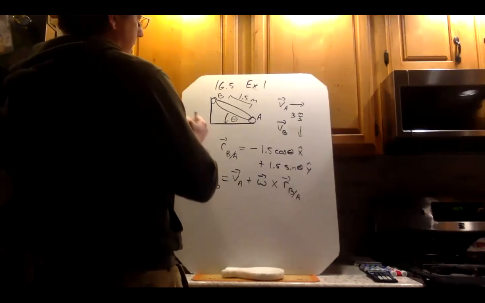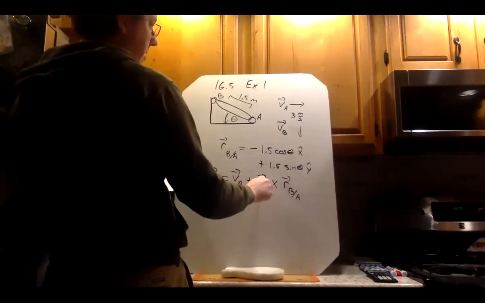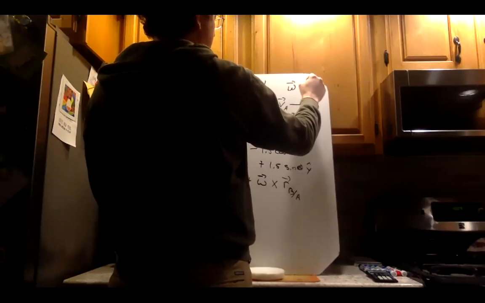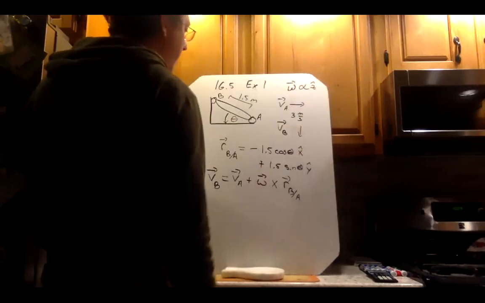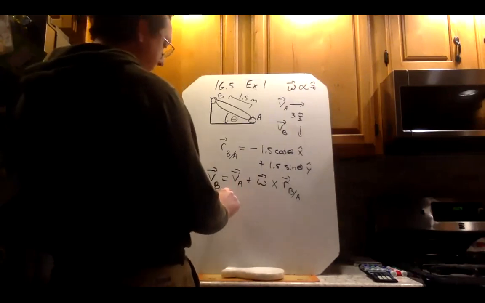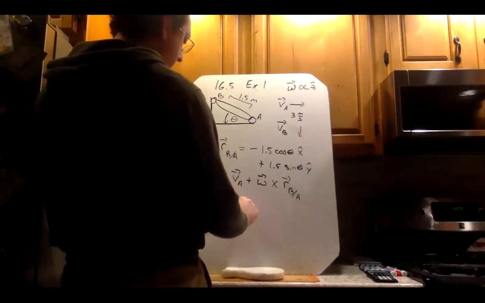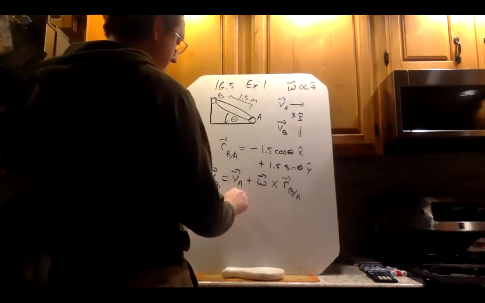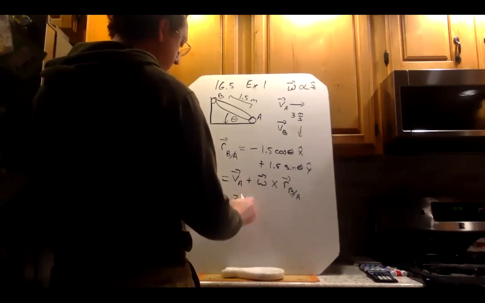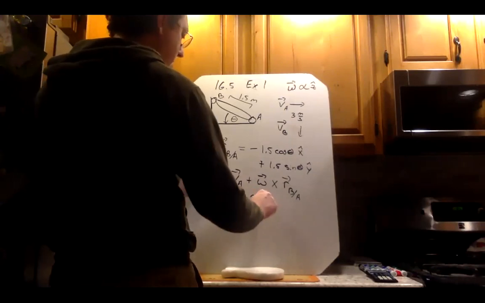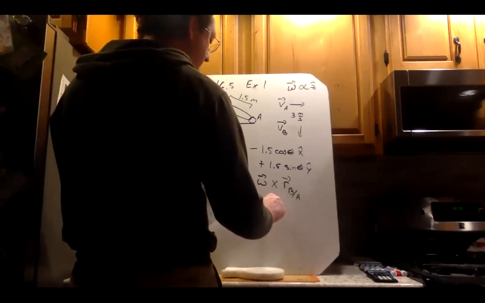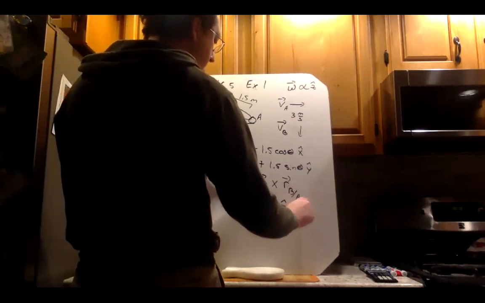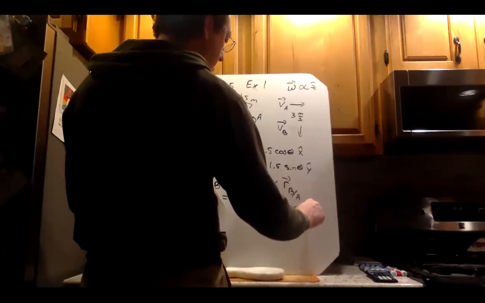Now, I know that omega must point in the z direction. So omega vector must be proportional to z hat. In which case, I can write this out as VA, which was nothing other than 3 meters per second x hat, plus omega, which has some magnitude that I don't know, z hat cross R BA.